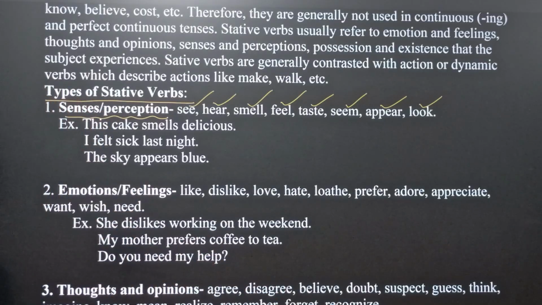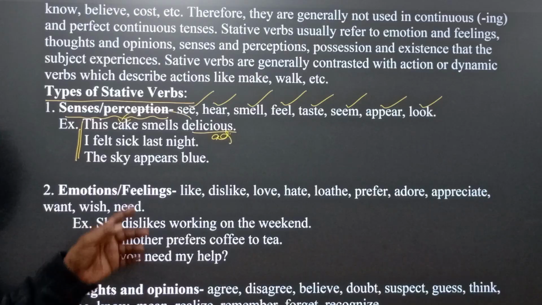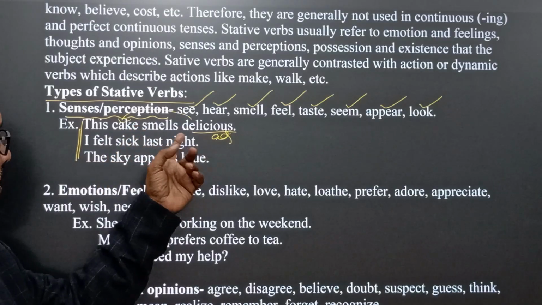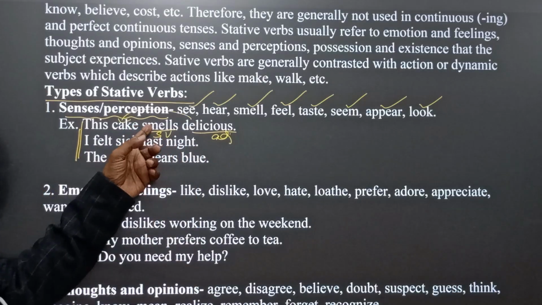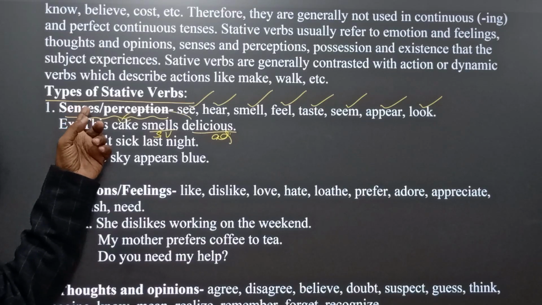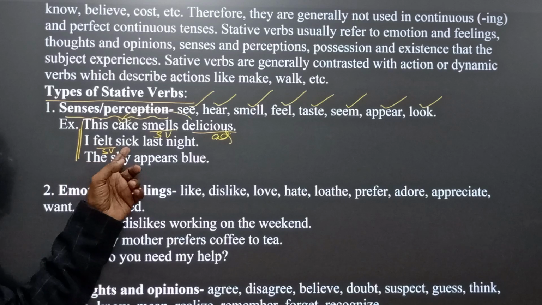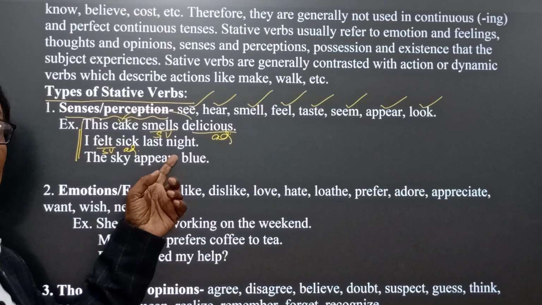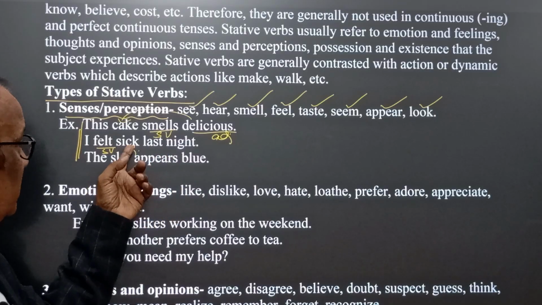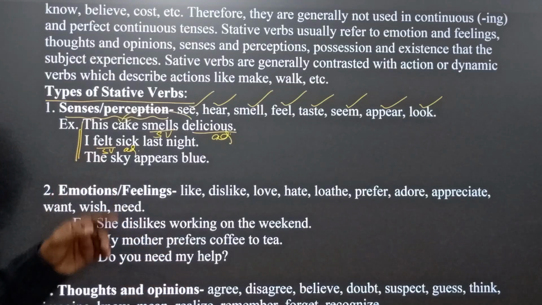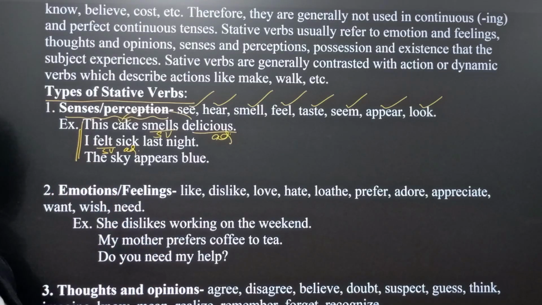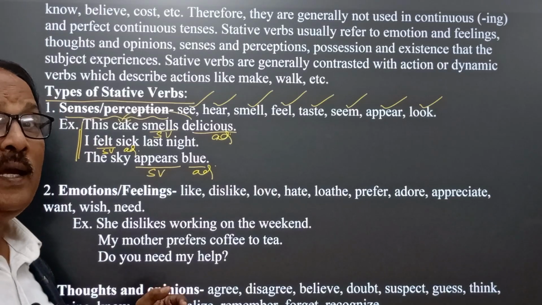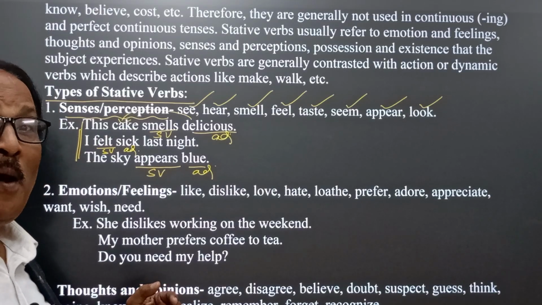Now see in examples. This cake smells delicious. Here, smells indicates the condition of this cake. Therefore, this is stative verb. It is also related to our sense organ. Now another: I felt sick last night. Here, felt expresses the state or condition of the subject, that is sickness. Therefore felt is the stative verb. The sky appears blue. Appears is the stative verb as it expresses state or condition of the sky.